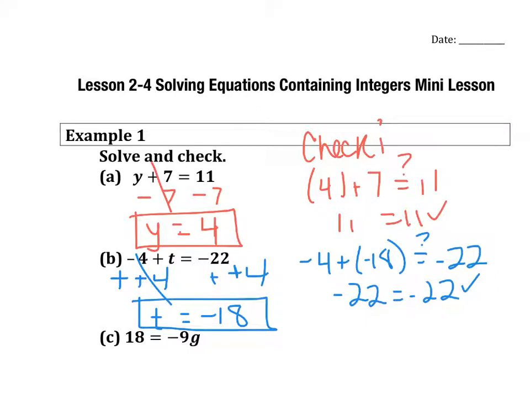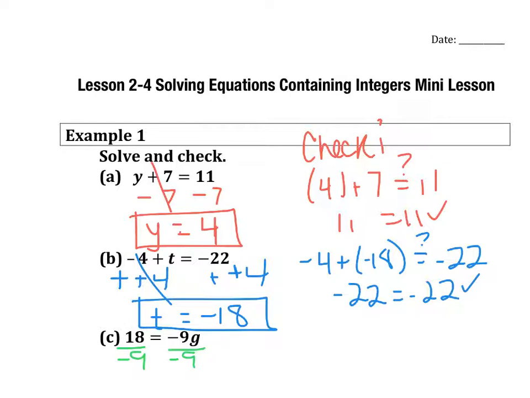Next, in letter C, we have 18 equals negative 9g. Now you notice in this one we have the variable on the right-hand side. That does not matter. It does not change our solving process. We still ask ourselves what is currently happening to our variable g. It is being multiplied by negative 9, so our inverse operation is to divide by negative 9. And so we will divide by negative 9 on both sides.